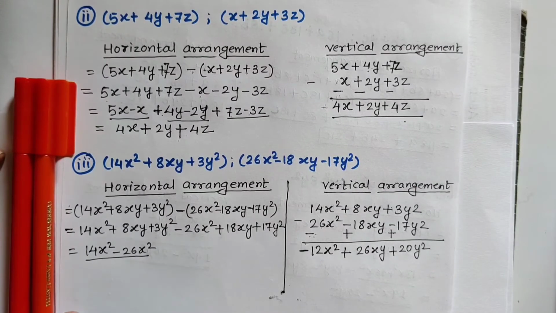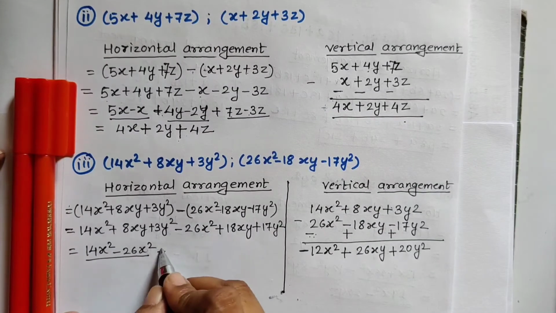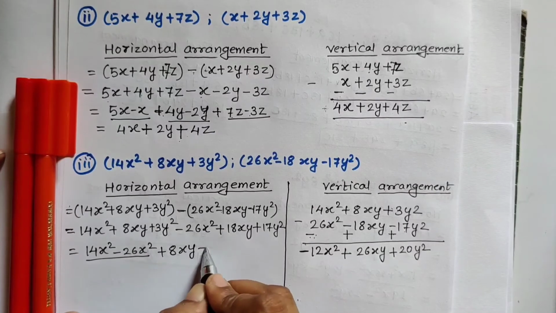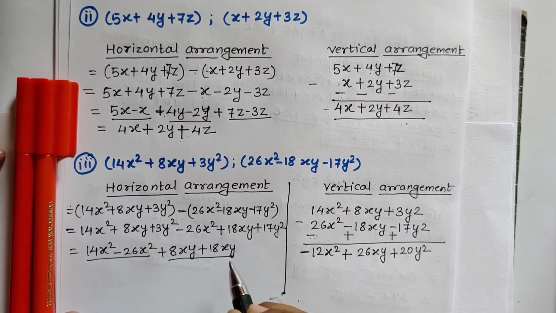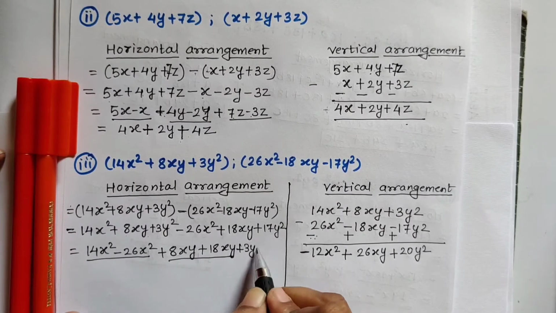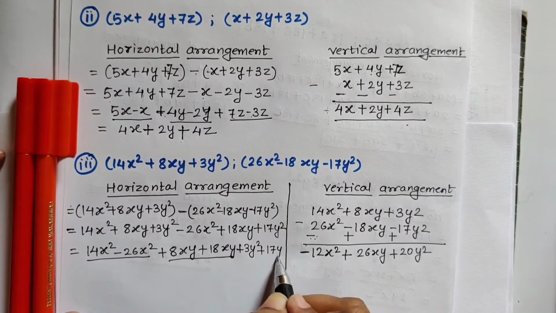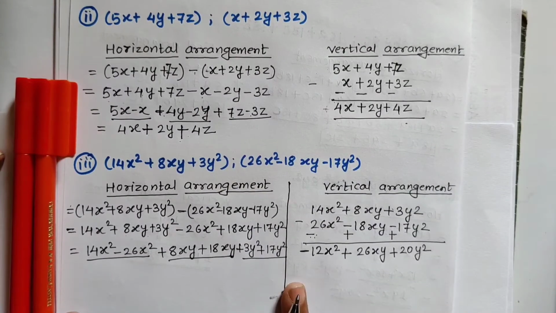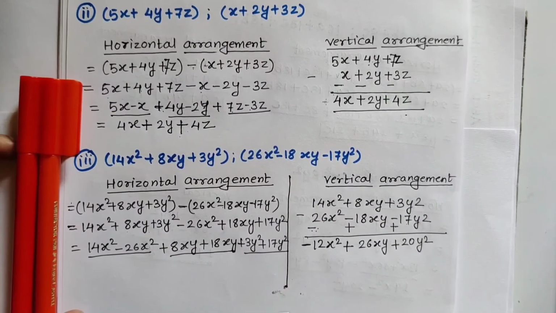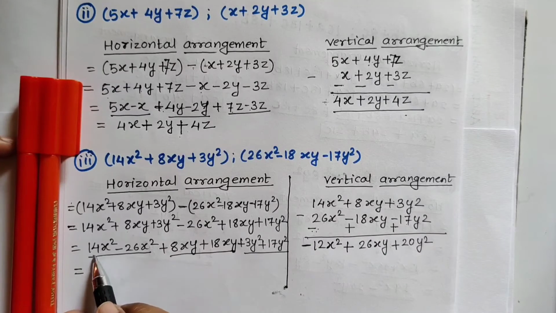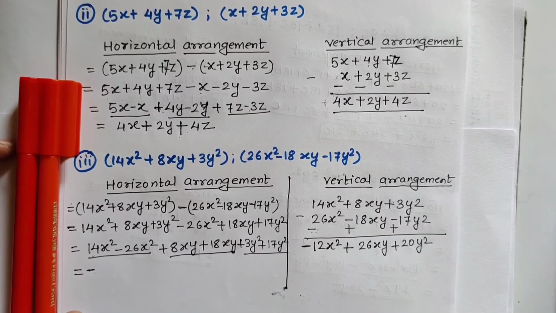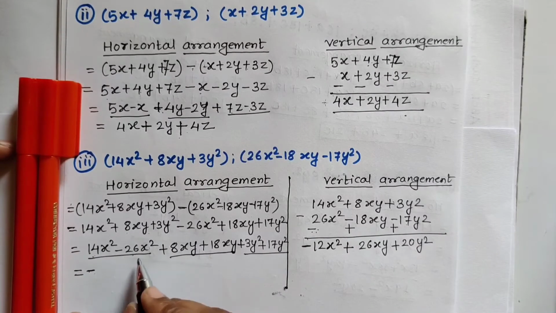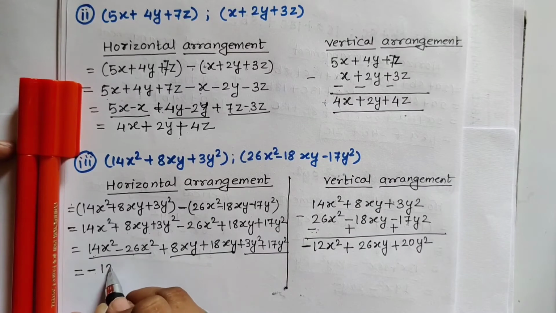14x square minus 26x square, then plus 8xy plus 18xy plus 8xy plus 18xy plus 3y square plus 17y square. So we have written like terms together. Now what we have to do? 14 minus 26: plus minus becomes minus, sign of bigger number is 26, so put the minus sign. 26 minus 14, answer is 12.